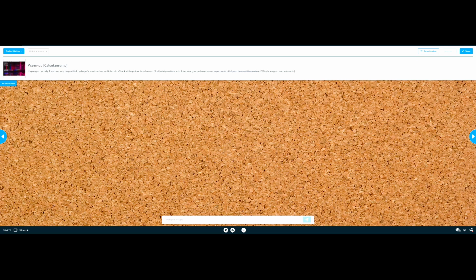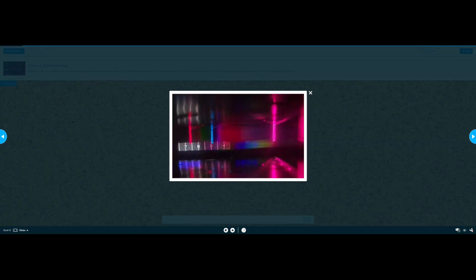Our warm-up for today is, if hydrogen has only one electron, why do you think hydrogen's spectrum has multiple colors? Look at the picture for reference. This is the same picture we used to determine the different colors that hydrogen produces. If you remember from our lab, we learned that electrons are responsible for producing photons.